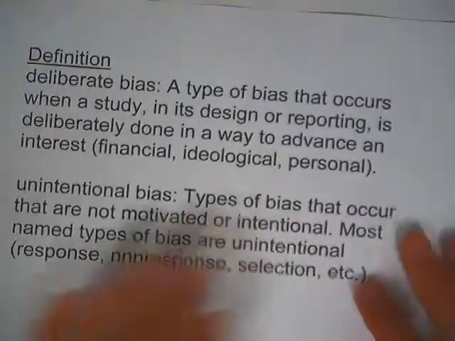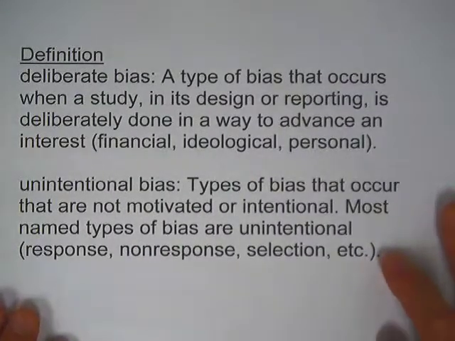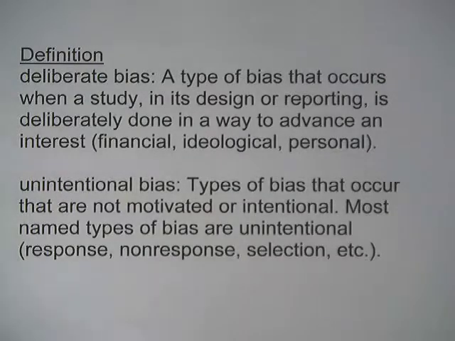So let's just start with a definition of deliberate bias. Deliberate bias is a type of bias that occurs when a study, in its design or reporting, is deliberately done in a way to advance an interest, be it a financial interest, an ideological interest, or some sort of personal interest.